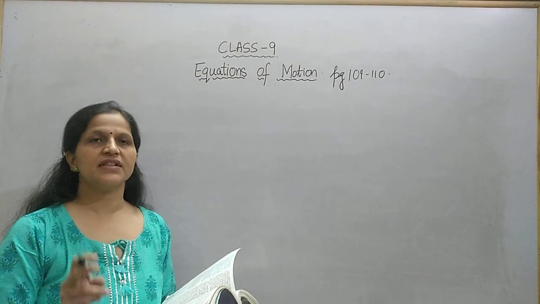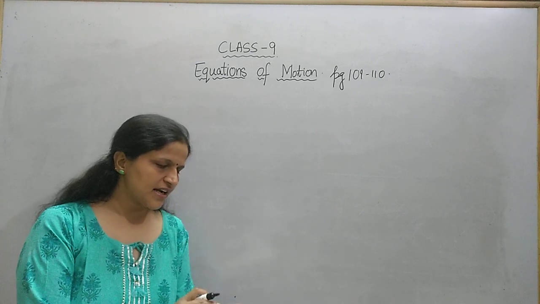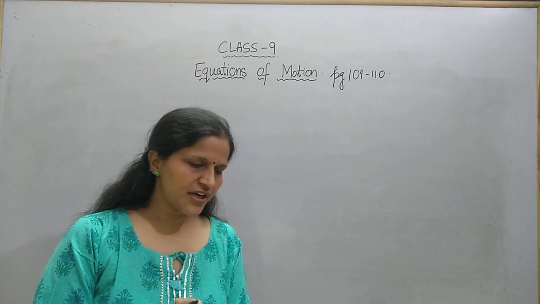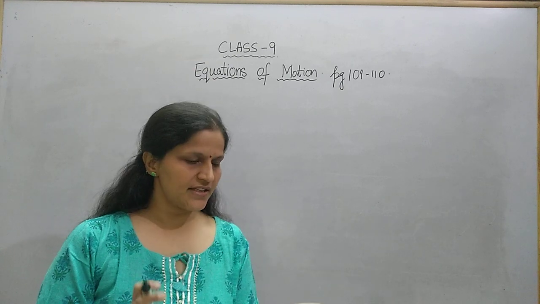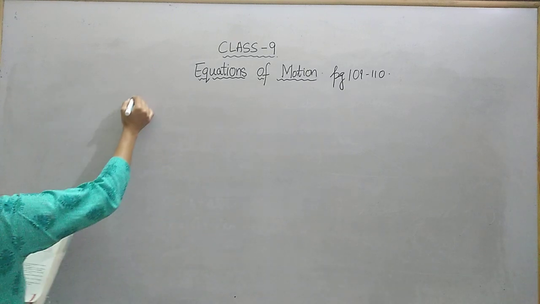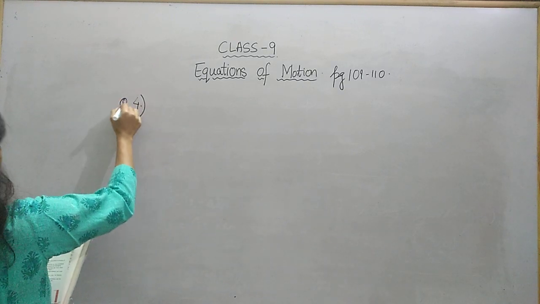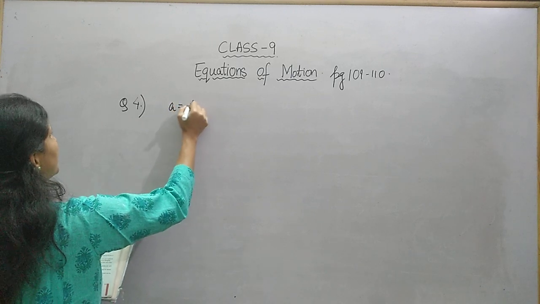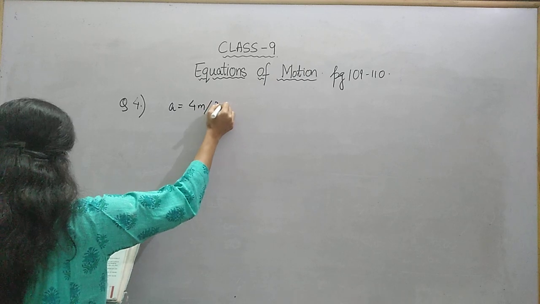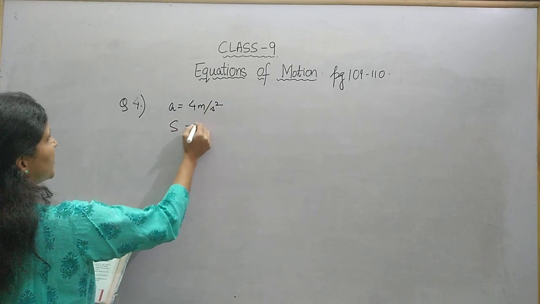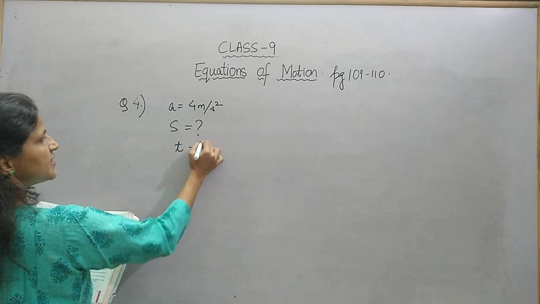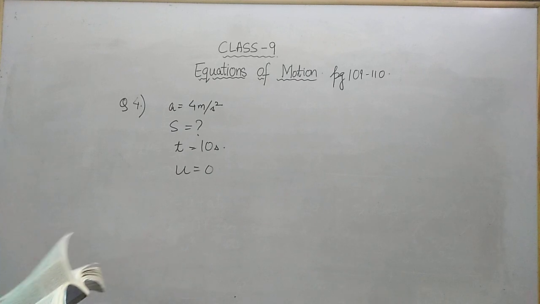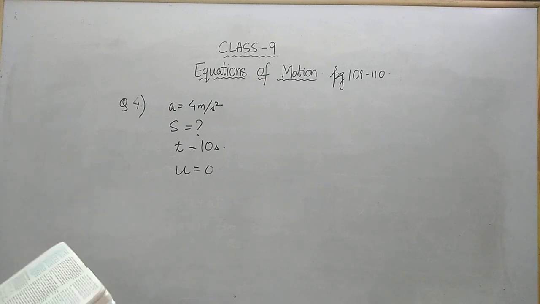The fourth question in the same sequence is, a racing car has a uniform acceleration of 4 meter per second square. What distance it will cover 10 seconds after start? So the fourth question says that a racing car has a uniform acceleration of 4 meter per second square. What distance will it cover 10 seconds after start? So starting में उसकी velocity 0 है. These are the variables which are given in the question.